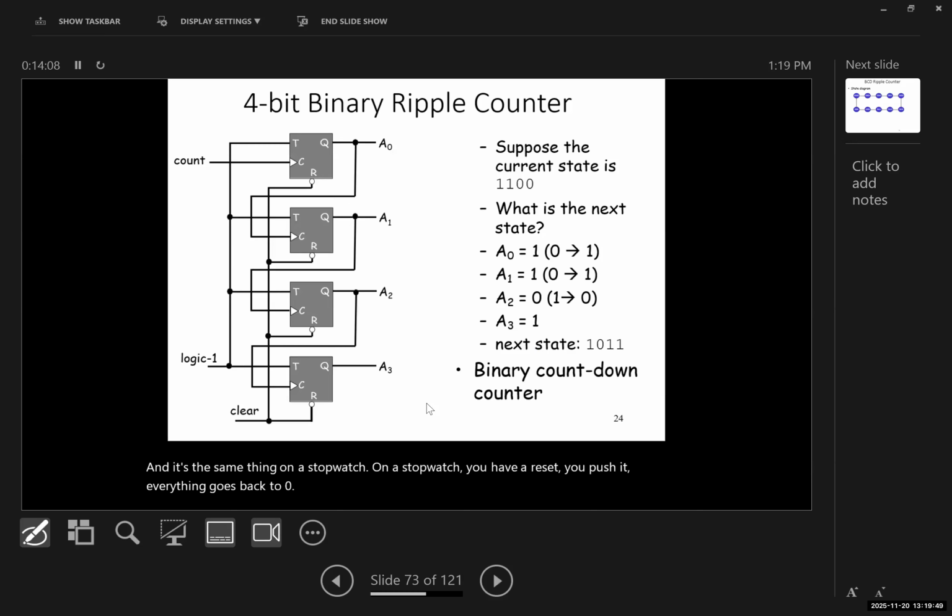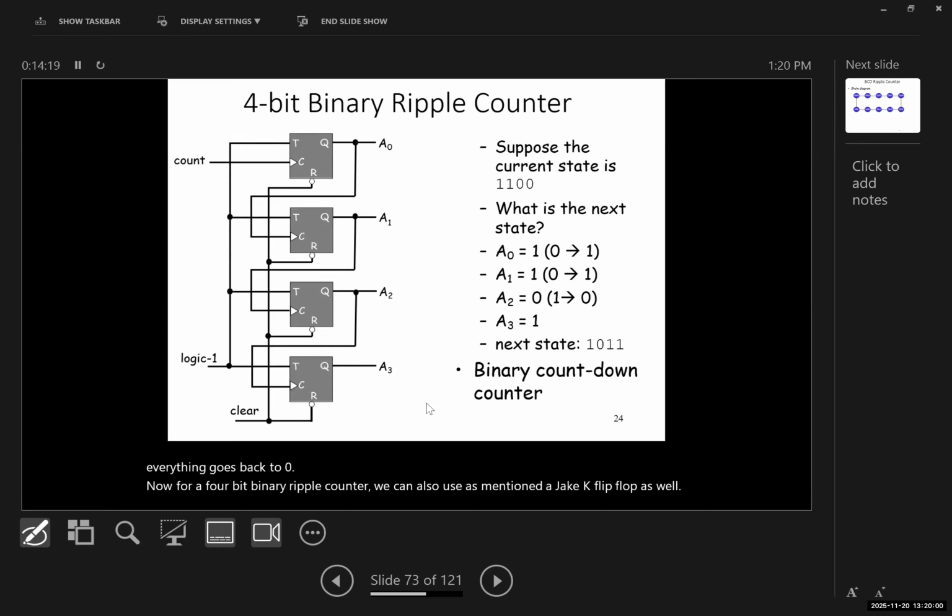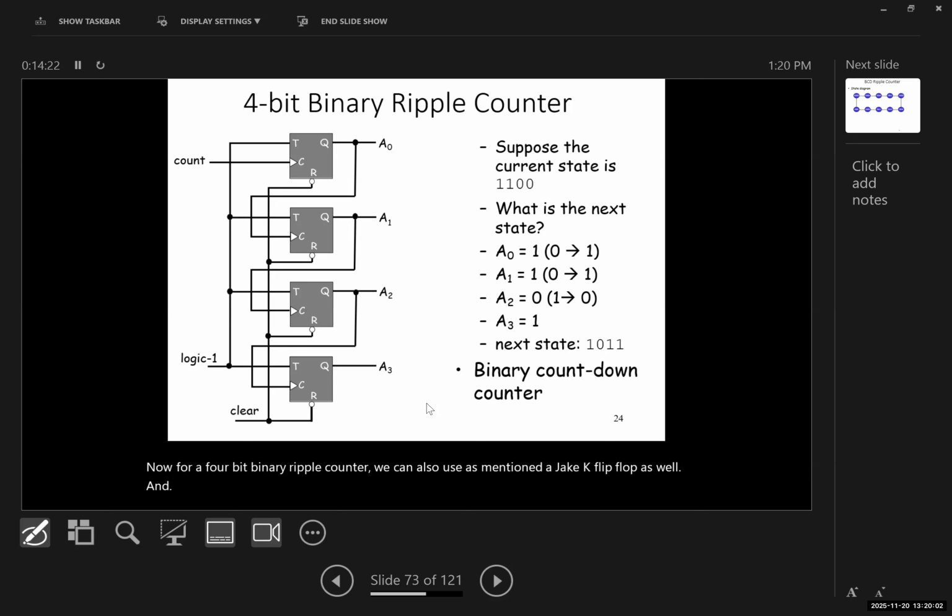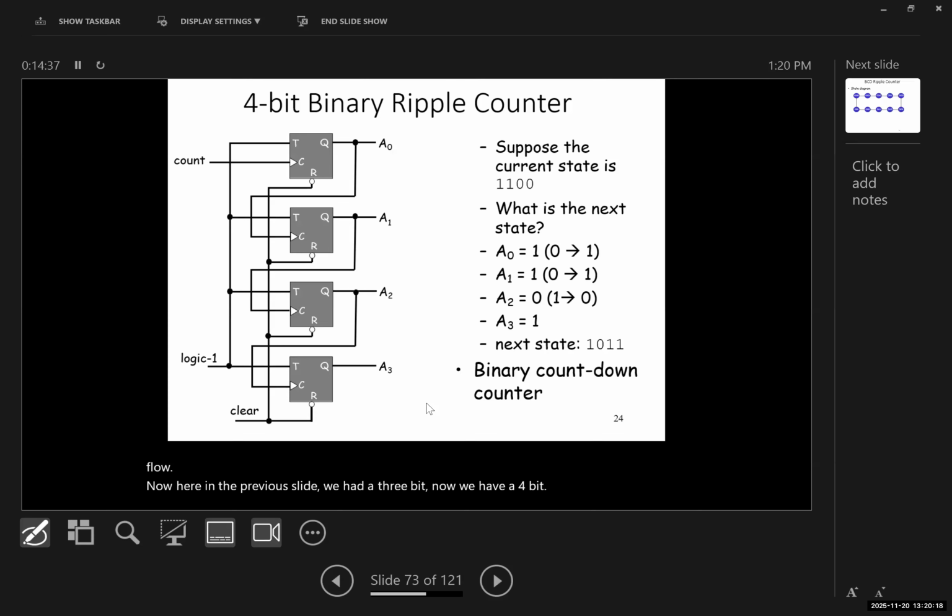Now, for a 4-bit binary ripple counter, we can also use, as mentioned, a JK flip-flop as well. And in a JK flip-flop, we just need to tie J and K together, which technically creates another T flip-flop. Now here, in the previous slide, we had a 3-bit. Now we have a 4-bit binary ripple counter. Now for this 4-bit, suppose the current state is 1100. What would the next state be?